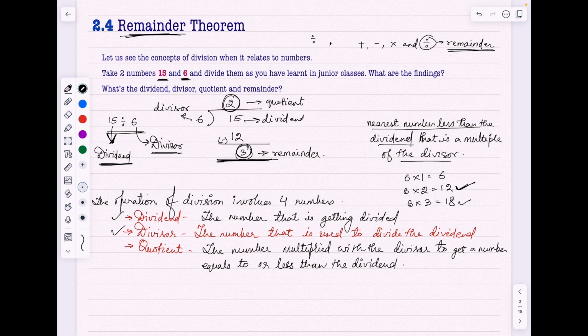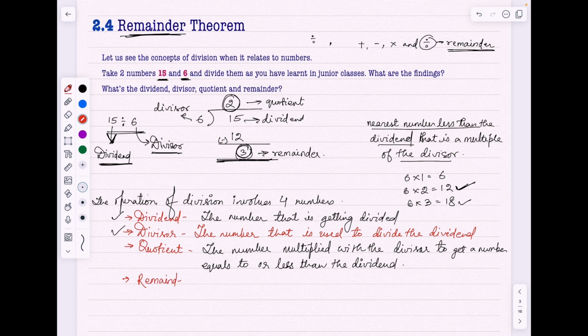You multiplied the quotient with the divisor to get a number that is either equal to the dividend, or, if you see the table of 6, you cannot get 15, so you have to get a number that is closest to 15 and also less than 15. So the number that you multiplied with the divisor to get a number equal to or less than the dividend. Understood? Then the fourth term you are getting is the remainder.